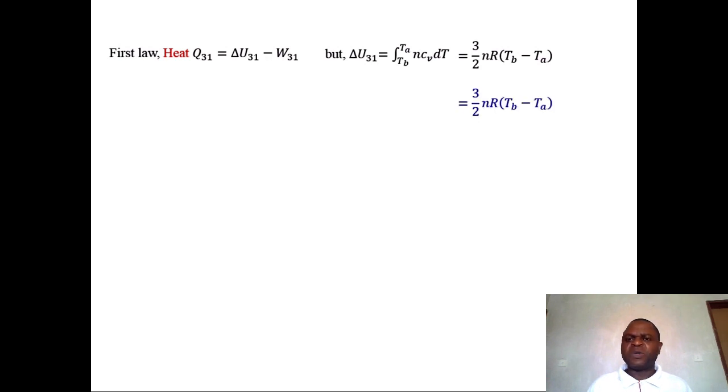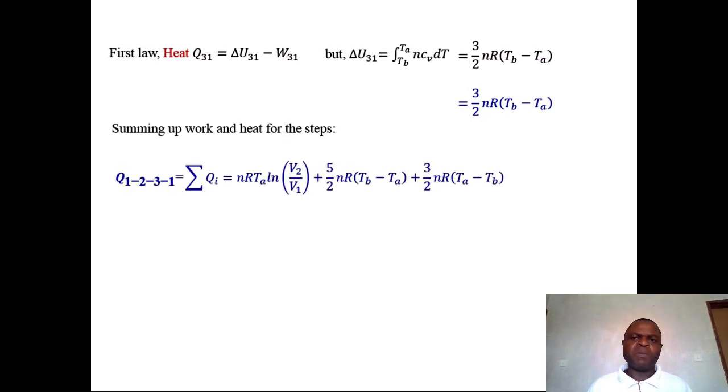Then we want to calculate the heat in 3 to 1. That is the change in internal energy from 3 to 1 minus the work done in 3 to 1. The change in internal energy from 3 to 1 is equal to the integral from TB to TA of nCv dT, where we supply Cv, which is 3 over 2 R, as given. So this is equal to 3 over 2 nR (TA minus TB). So this is the heat which will flow.